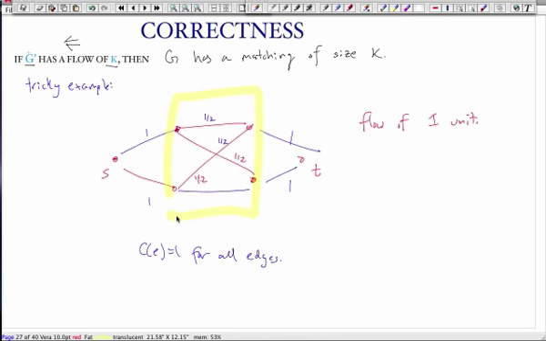Does everybody see that? Because how could I transform that into a matching? Every edge has some flow across it. So how can I select, among all of those edges, a set where each edge touches at most one?